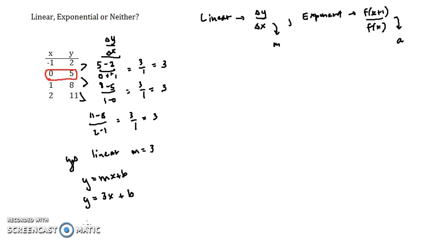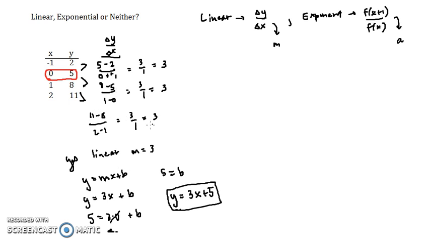So let's say we're going to plug this point in. We've got 5 is equal to 3 times 0 plus b. 3 times 0 is just 0. And we get 5 is equal to b. So now we can go back to our equation and plug in m and b, and we get 3x plus 5 is the equation of our line. Okay, so that should look familiar to you from way back in section 4.1.